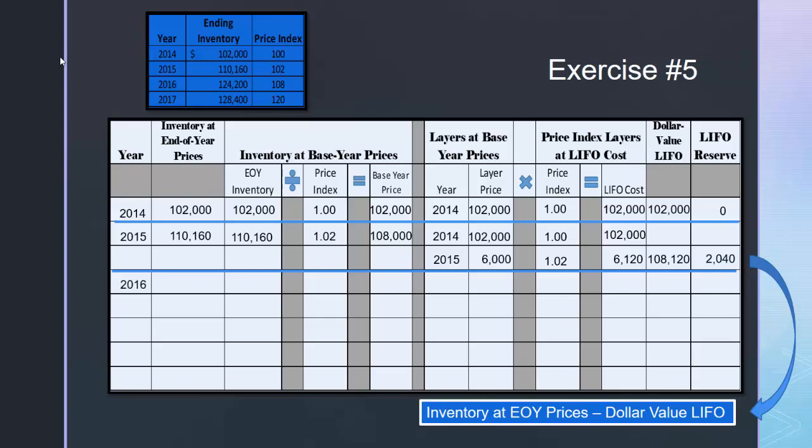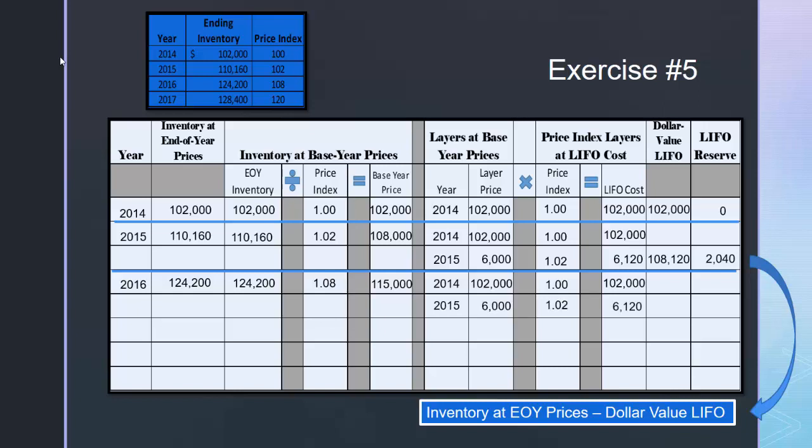On to 2016, we are going to report our inventory at its end of year price, $124,200. And we're going to take that and divide it by that year's price index of 1.08, and we get $115,000. So 2016's inventory would have cost $115,000 had we bought it 2 years before. Still going up. Our base year price now is increasing by $7,000 from $108,000 to $115,000. So we carry down our existing layers, just straight copying these lines for 2014 and 2015.